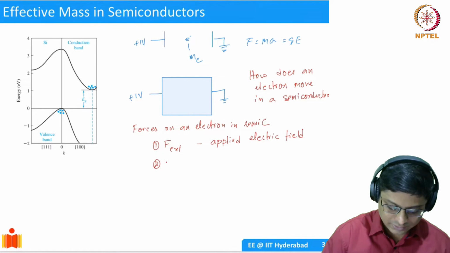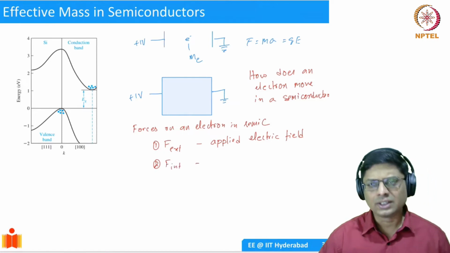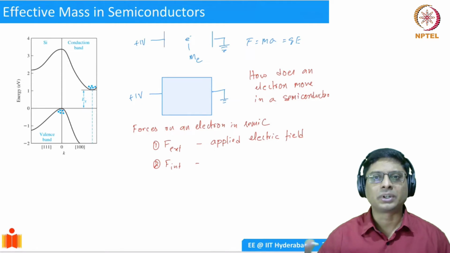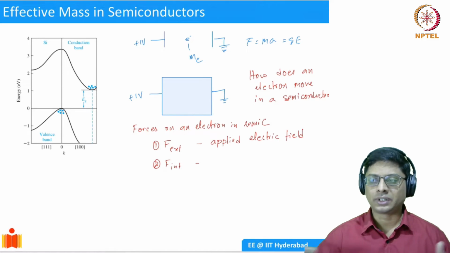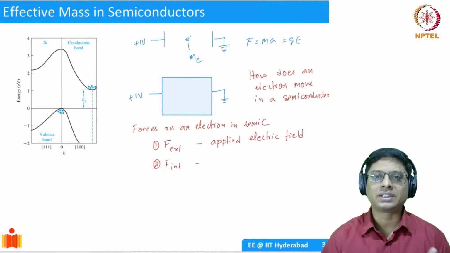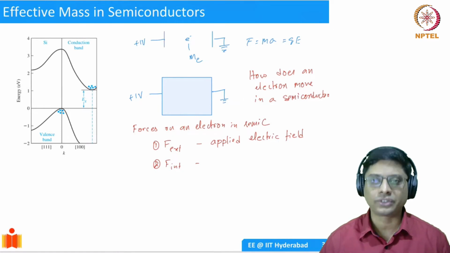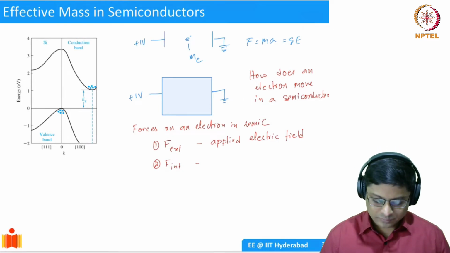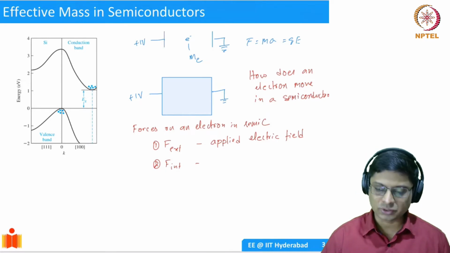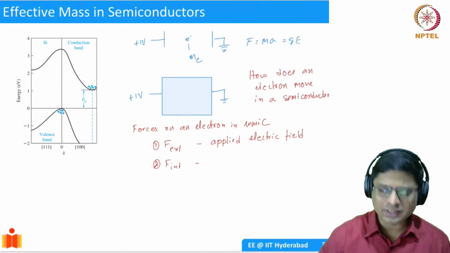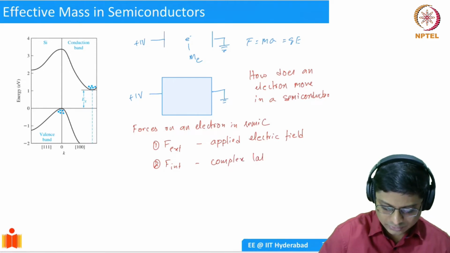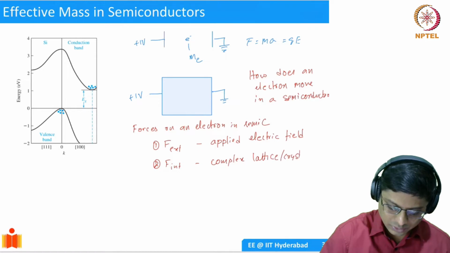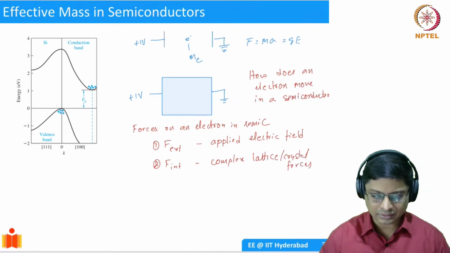So let's say there is this F internal, which is essentially, the electron is going to feel the crystal potential, the lattice potential, and it will also undergo some scattering events, because if an electron is moving in one direction, it can undergo a scattering with a lattice site, and then it can change directions. So the forces are quite complex for us to visualize. But let's say this F internal essentially encapsulates all of them, and we'll say that this is basically complex lattice or crystal forces, whatever you want to call it. These are this F internal.